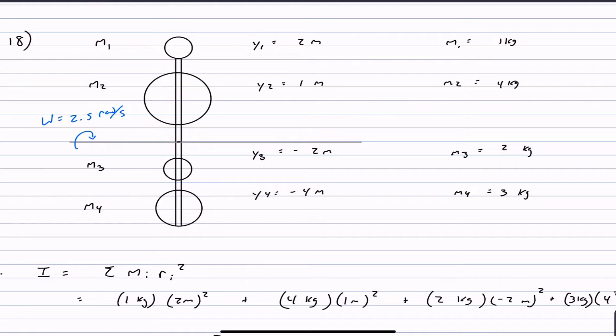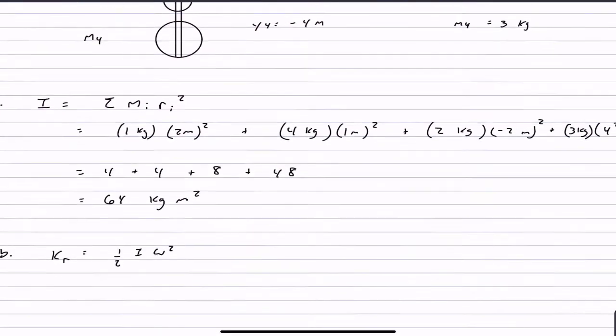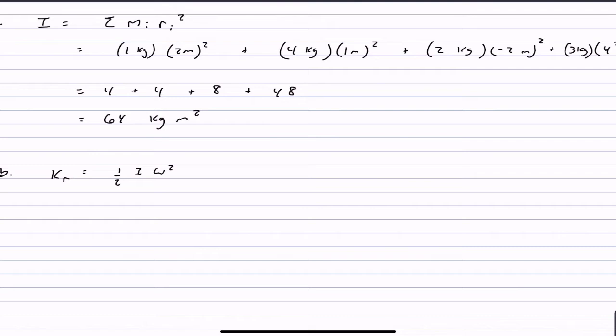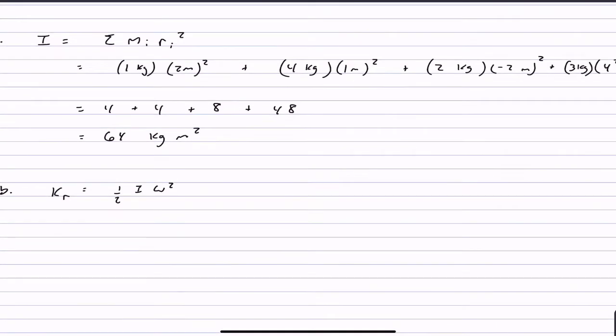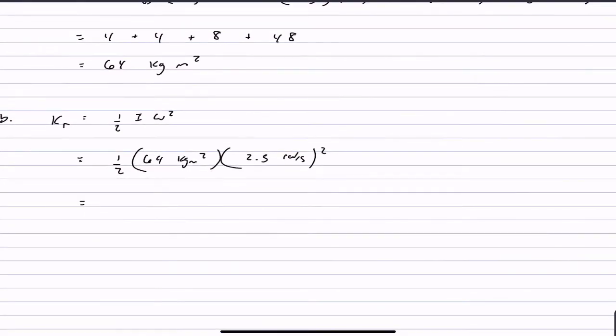Now remember when we did that merry-go-round problem, we found out that all of the particles had the same rotational speed, right? So we just take the total inertia times the rotational speed squared, and this is going to give us 64 kilogram meters squared times 2.5 radians per second squared. That gives us a value of 200 joules.